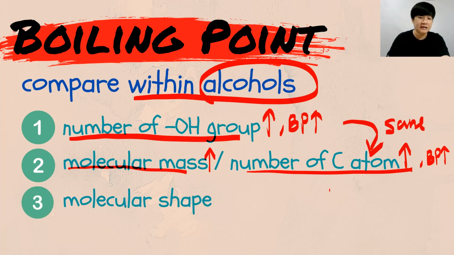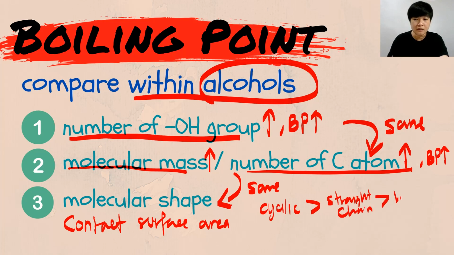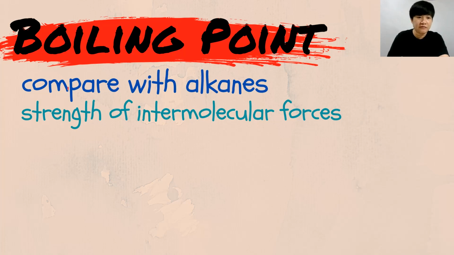Okay? And if the molecular mass or the number of carbon are similar, then only we can talk about the molecular shape. And in the molecular shape, we will discuss contact surface area. Contact surface area means we are going to look at whether they are cyclic, which have larger contact surface area than the straight chain, than the branches. So bear that in mind. Molecular shape is the last one that we will check if the number of OH group is the same, and the number of carbon is the same. Alright? Simple.